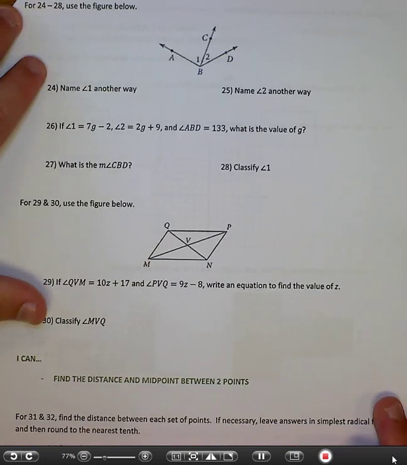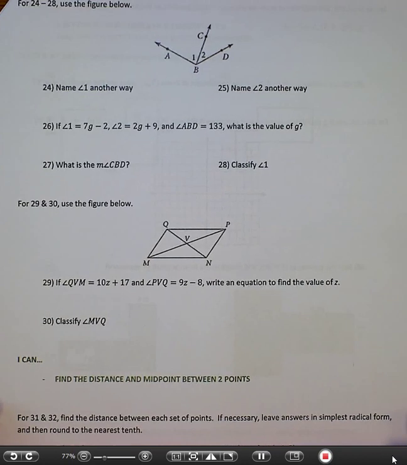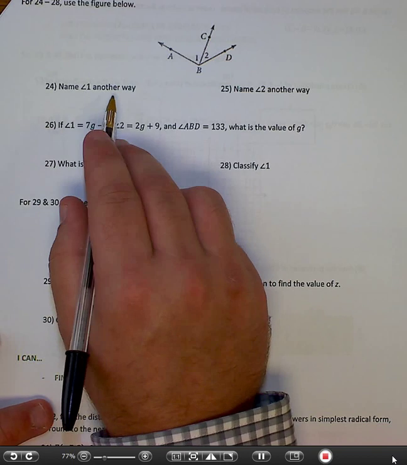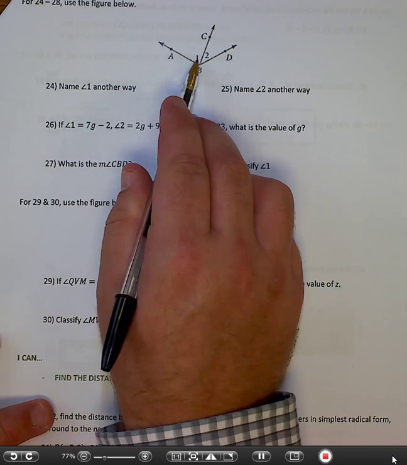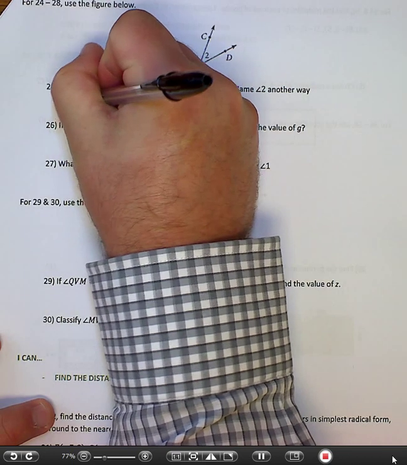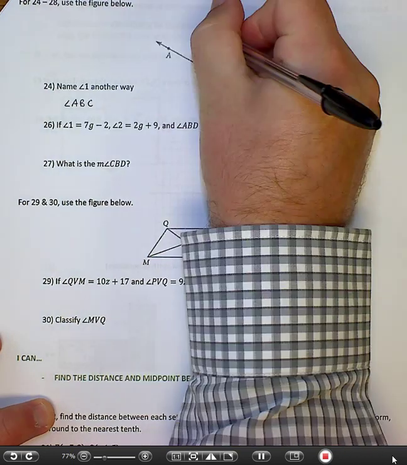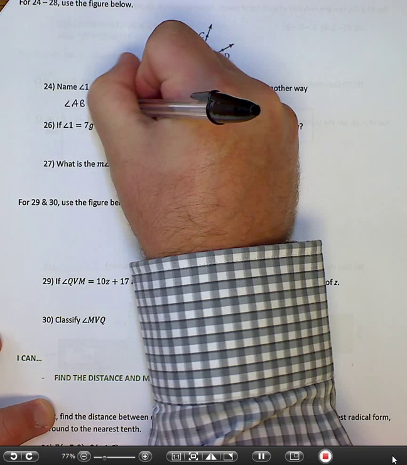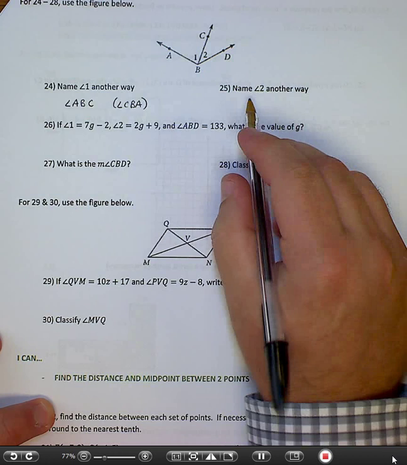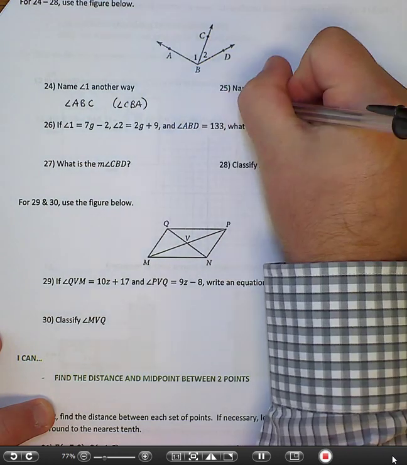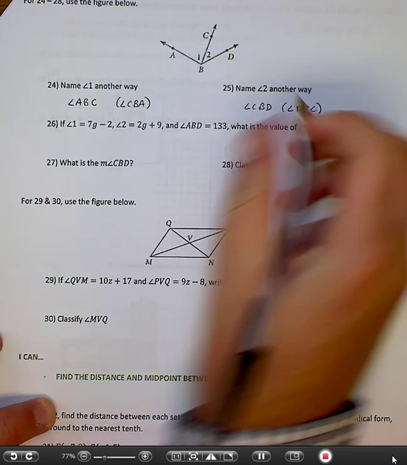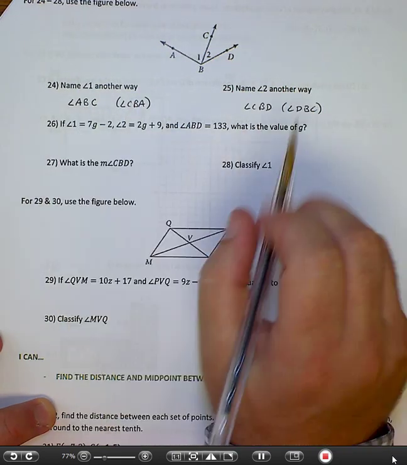24 through 28 is using angle addition postulate. Okay, so in naming angles, let's name angle 1 another way. So angle 1 is right here. That's angle ABC, and you need the angle symbol in front of it. You could also go the other way and go CBA. Name angle 2 another way. Well, that's just CBD or DBC. What has to be in the middle is B, though, in both of those situations.